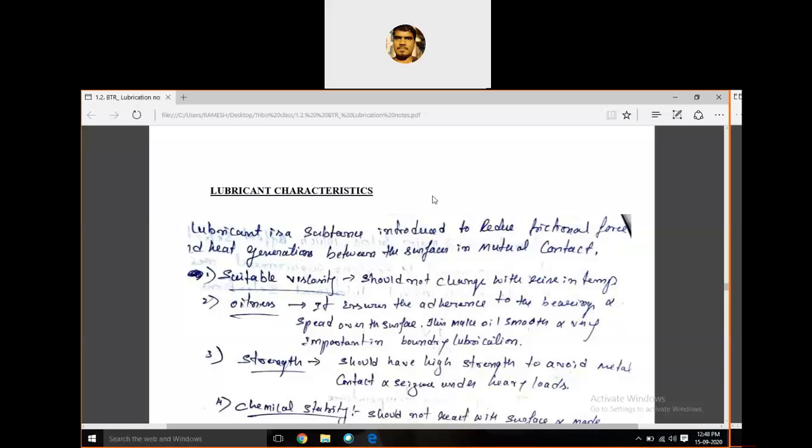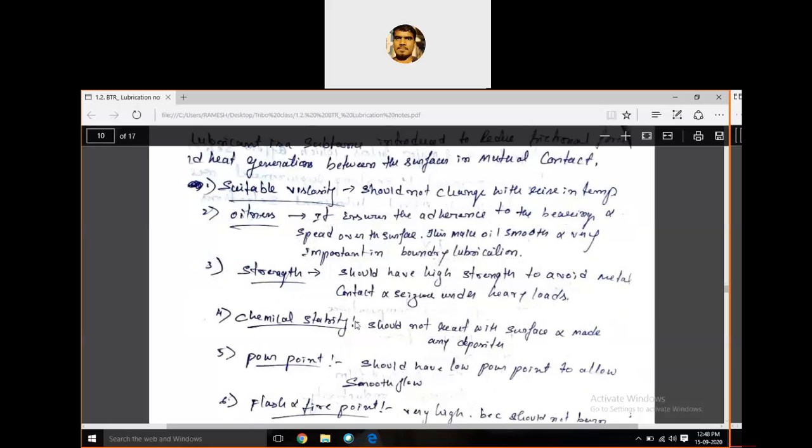So the next important property is strength. The lubricant should have high strength to avoid the metal to metal contact or seizing under heavy load. If it is a low strength, it will seize under the heavy load. And also it has the capability to avoid the metal to metal contact along with the external load. So it should have high strength.